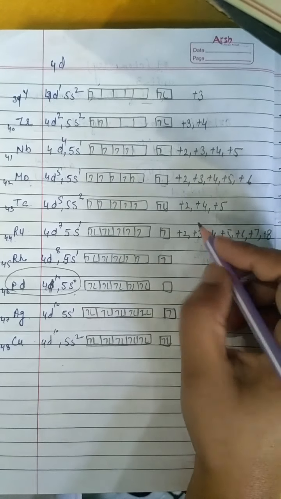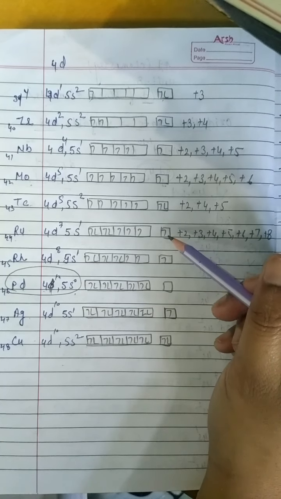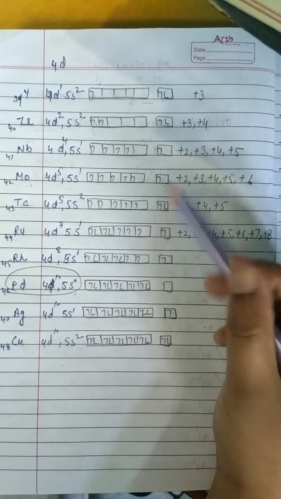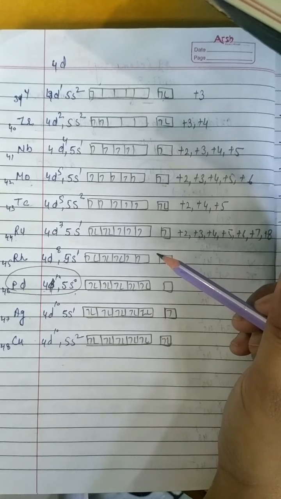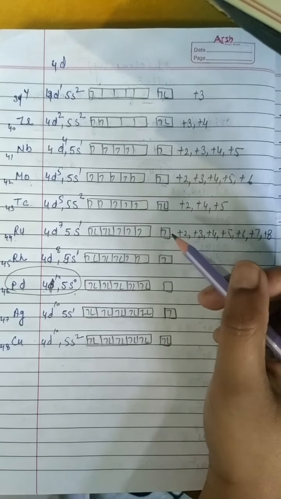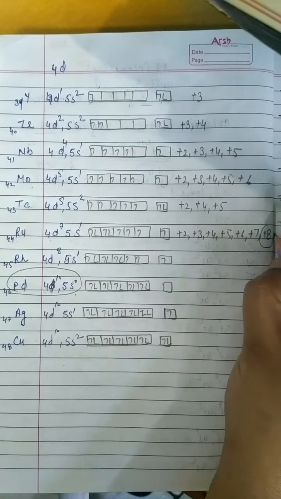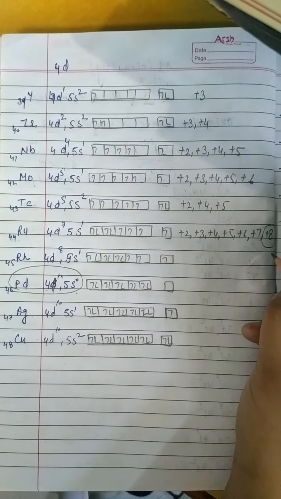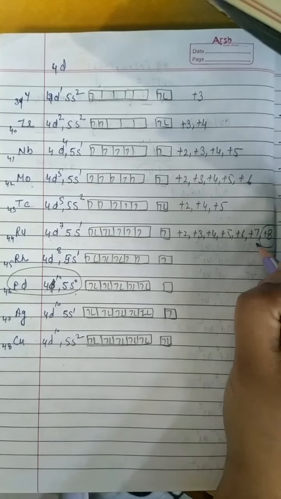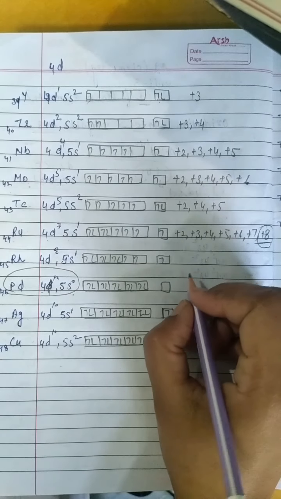In the 3d orbital, we have stated that only the unpaired electrons participate in the oxidation state. But this rule is not applicable to the 4d transition elements. In the 4d transition elements, the paired electrons also participate. So that's why ruthenium shows the maximum oxidation state, that is +8. The most important question is which element from the 4d transition shows the maximum oxidation state: ruthenium, that is +8.